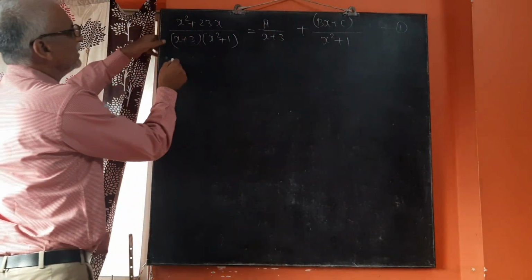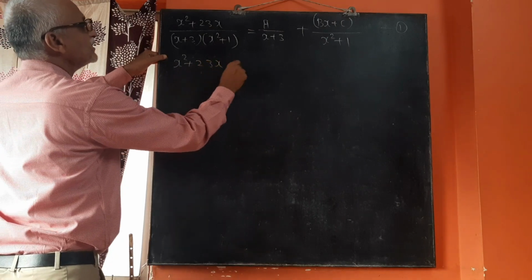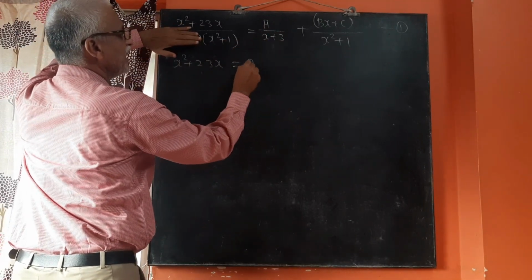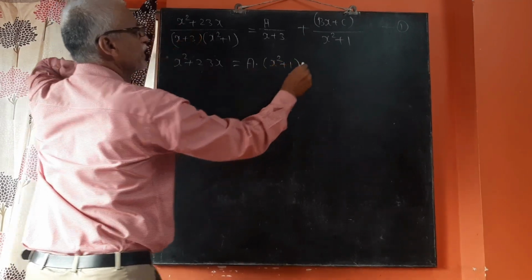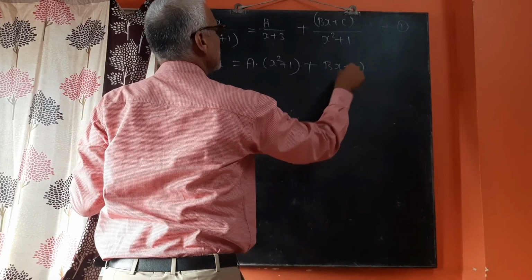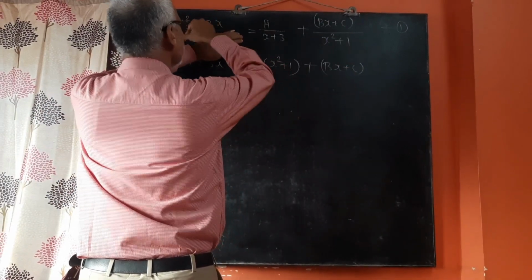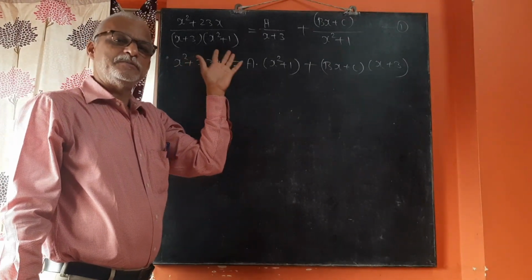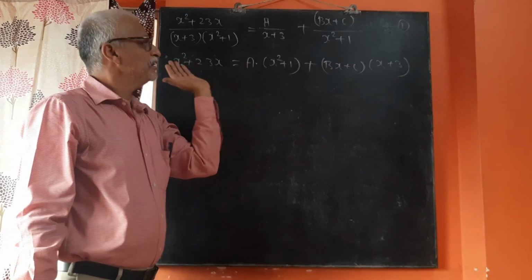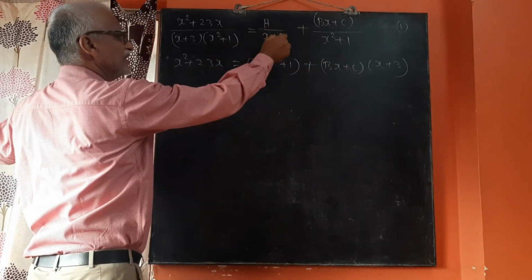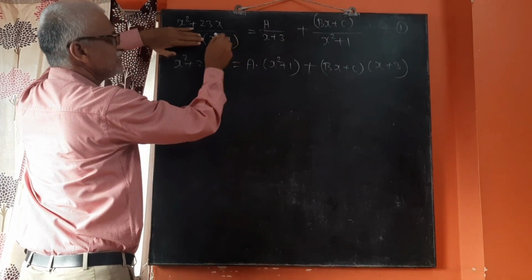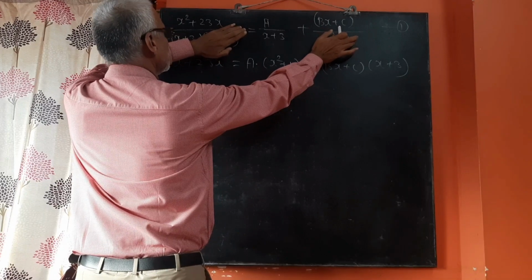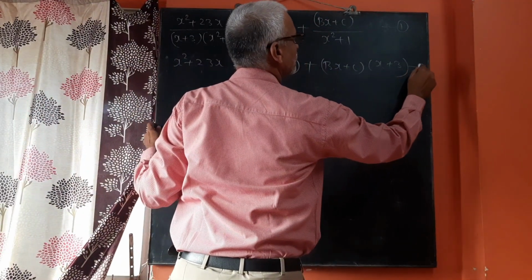Now cross multiplying, we get x square plus 23x equals, we will cross multiply directly, A upon x plus 3 into this much, x plus 3 gets cancelled, so this will be A into (x square plus 1), plus (bx plus c) upon x square plus 1 into this much, x square plus 1 gets cancelled, into (x plus 3). You may do the cross multiplication as we have done previously, or you may do it directly. This is equation number 2.